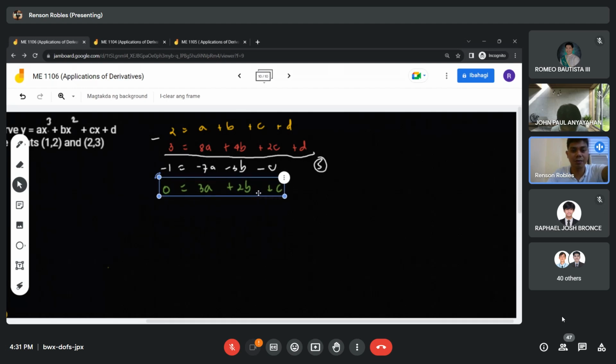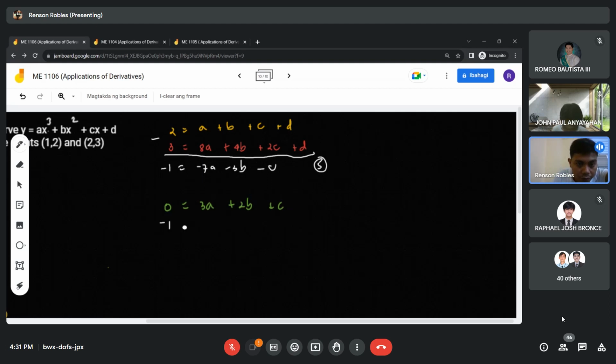Okay. So this is equation. I-prepare ko siya doon. And then paghiwalayin ko muna. We have negative 1 equals negative 7a minus 3b minus c. Then I will add to eliminate c. 0 plus negative 1, 3a plus negative 7a, 2b plus negative 3b, and then this will become 0.